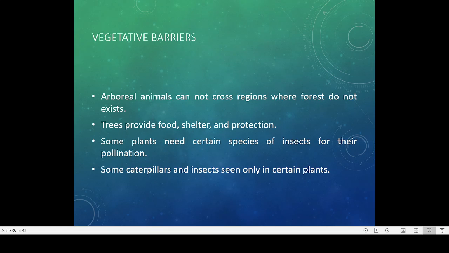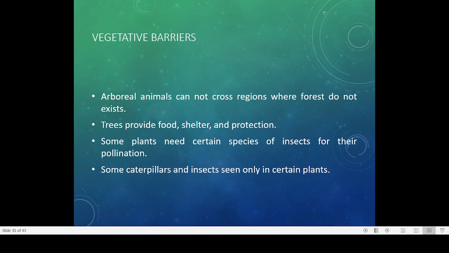Please listen here. We have been studying the physiographic barrier, so you know the different types of physiographic barrier. Now the next type of barrier is the vegetative barrier. From the term itself you can get a clear idea. Vegetative means vegetation, related to plants. Sometimes the presence or absence of plants can act as a barrier.